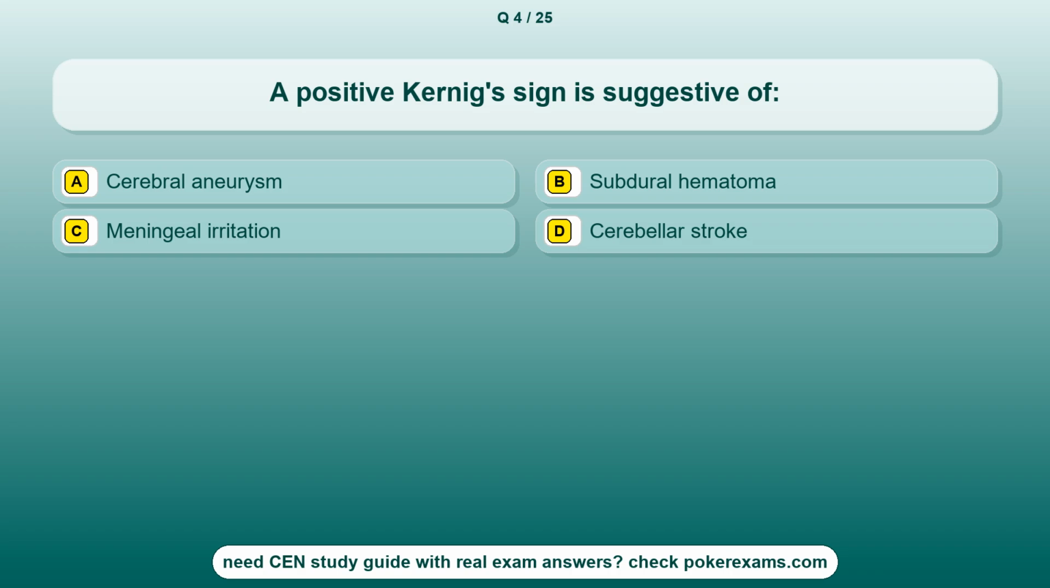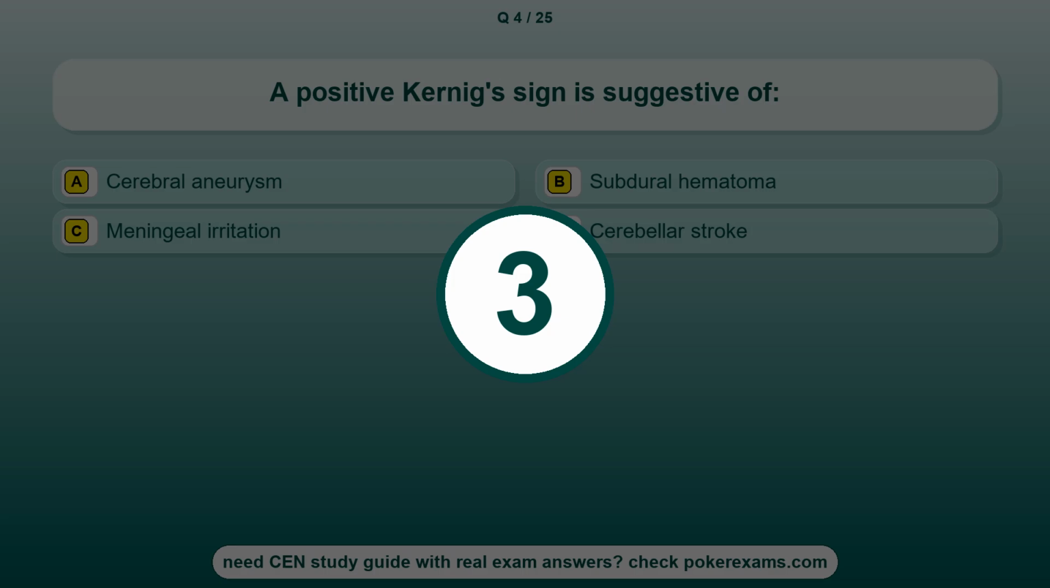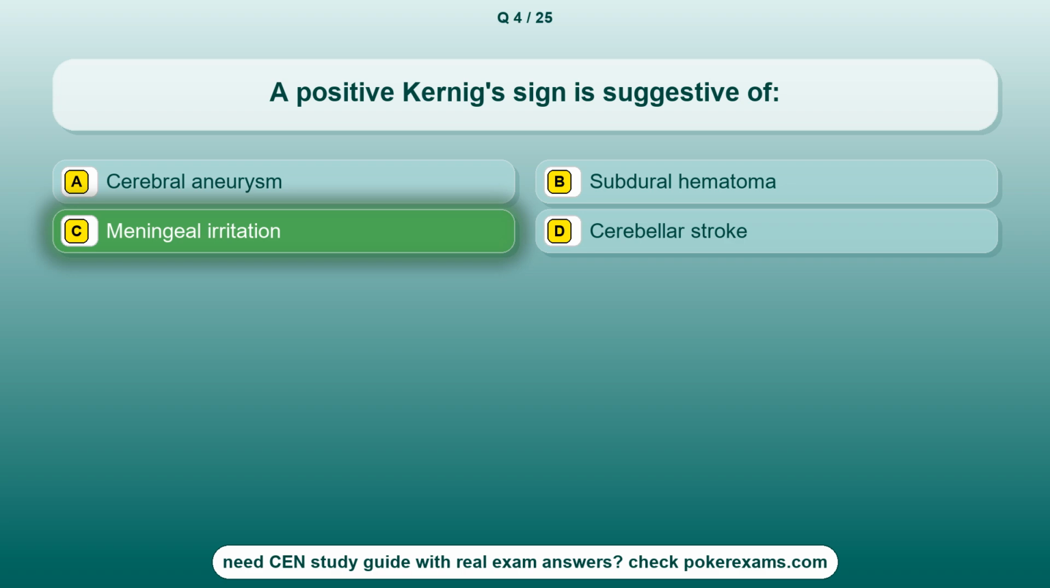Question 4. A positive Koenig's sign is suggestive of Option A, a cerebral aneurysm. Option B, subdural hematoma. Option C, meningeal irritation. Option D, cerebellar stroke. The correct answer is option C, meningeal irritation.